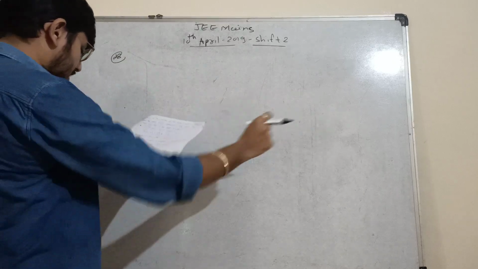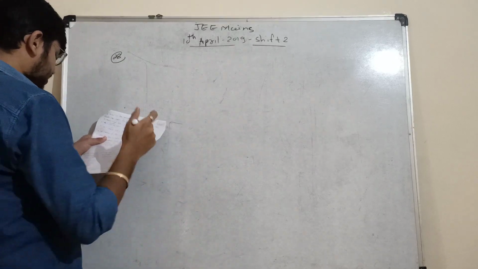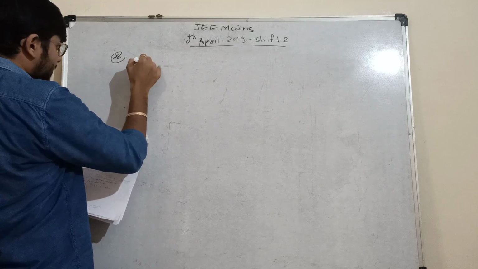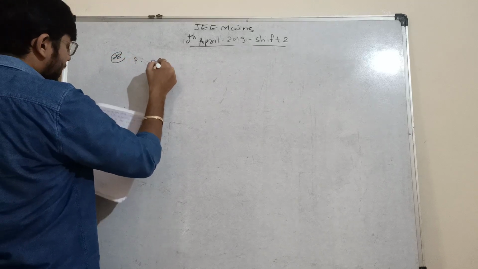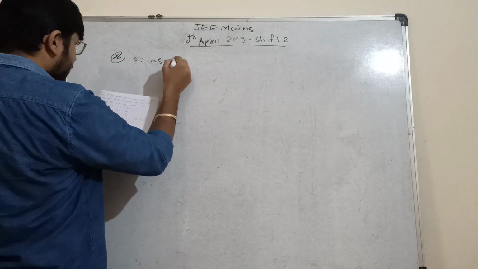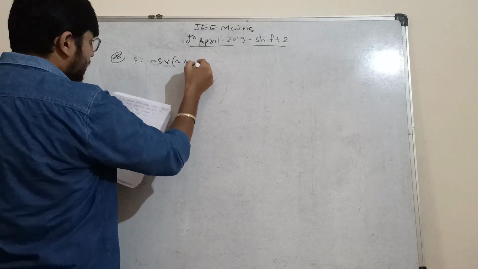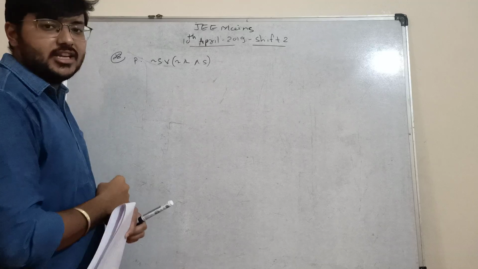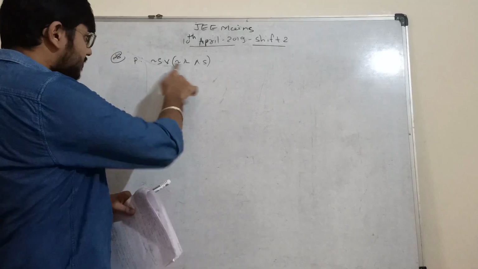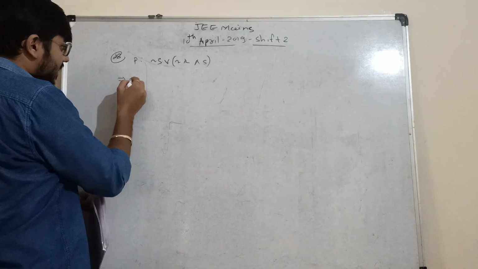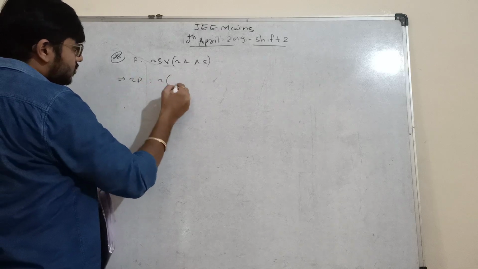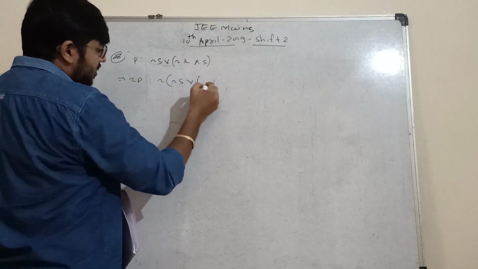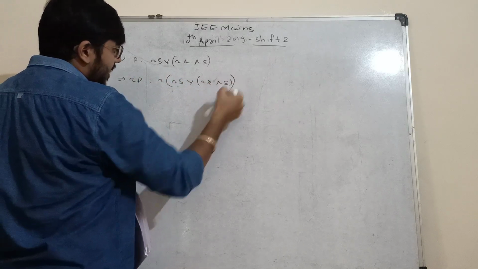Next question, we want to find out the negation of the statement. Let's say the statement P is negation S, disjunction, negation R, conjunction S. We want to find out the negation of this Boolean expression. So negation P is negation of (negation S, disjunction, negation R, conjunction S).